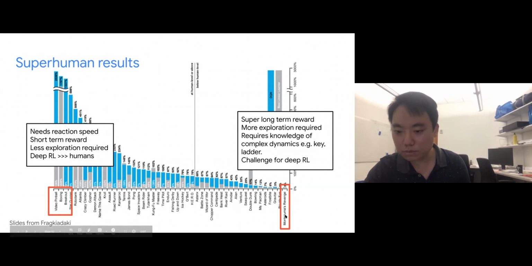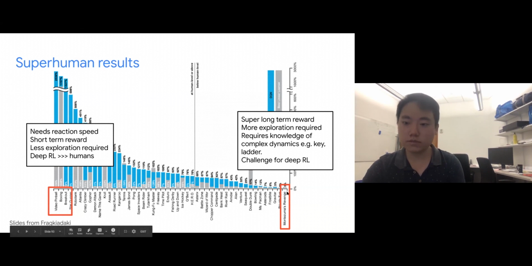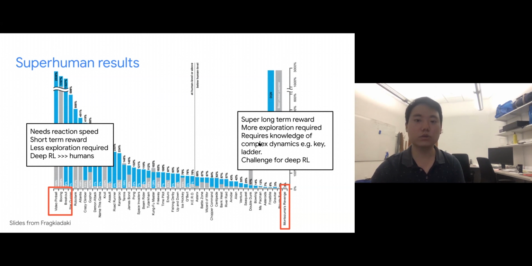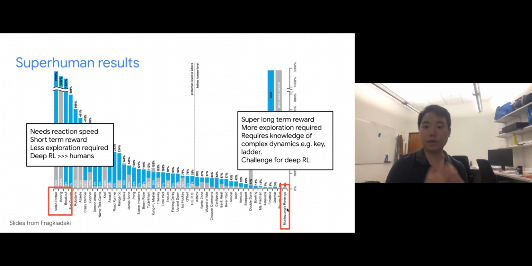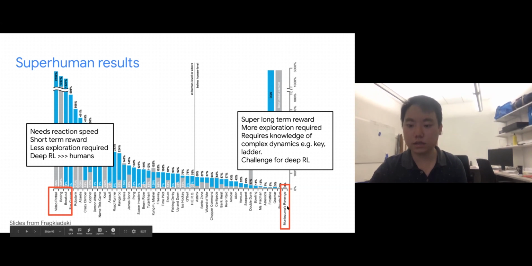On the other hand, you have games like Montezuma's Revenge where performance is still at 0%. This was in 2016. Obviously, nowadays there's better methods, but at least for these vanilla DQNs, performance is still at 0%. And why is that? Because these types of games have super long-term reward, require a lot of exploration, and also require knowledge of these complex dynamics. So these games actually involve things like picking up a key and opening a door and going up a ladder. So humans know that you want to pick up a key to open a door. But for an AI that's trained from scratch, they don't know that. So these are much bigger challenges for deep RL.